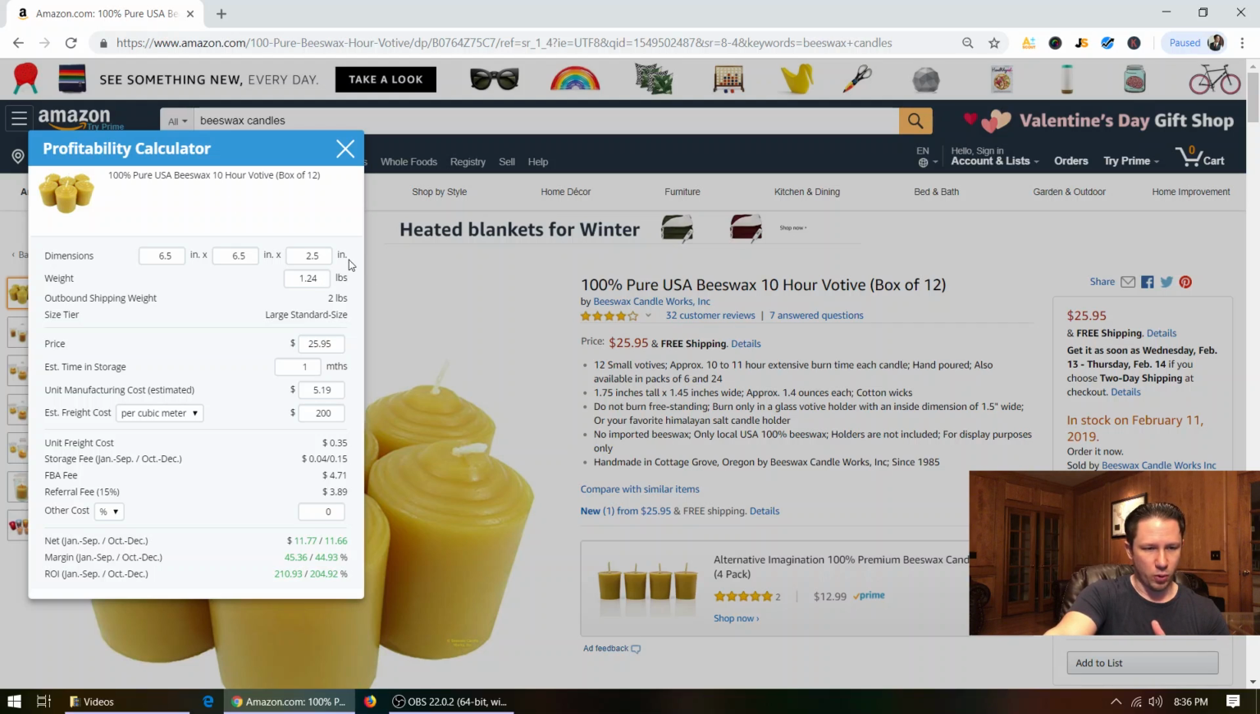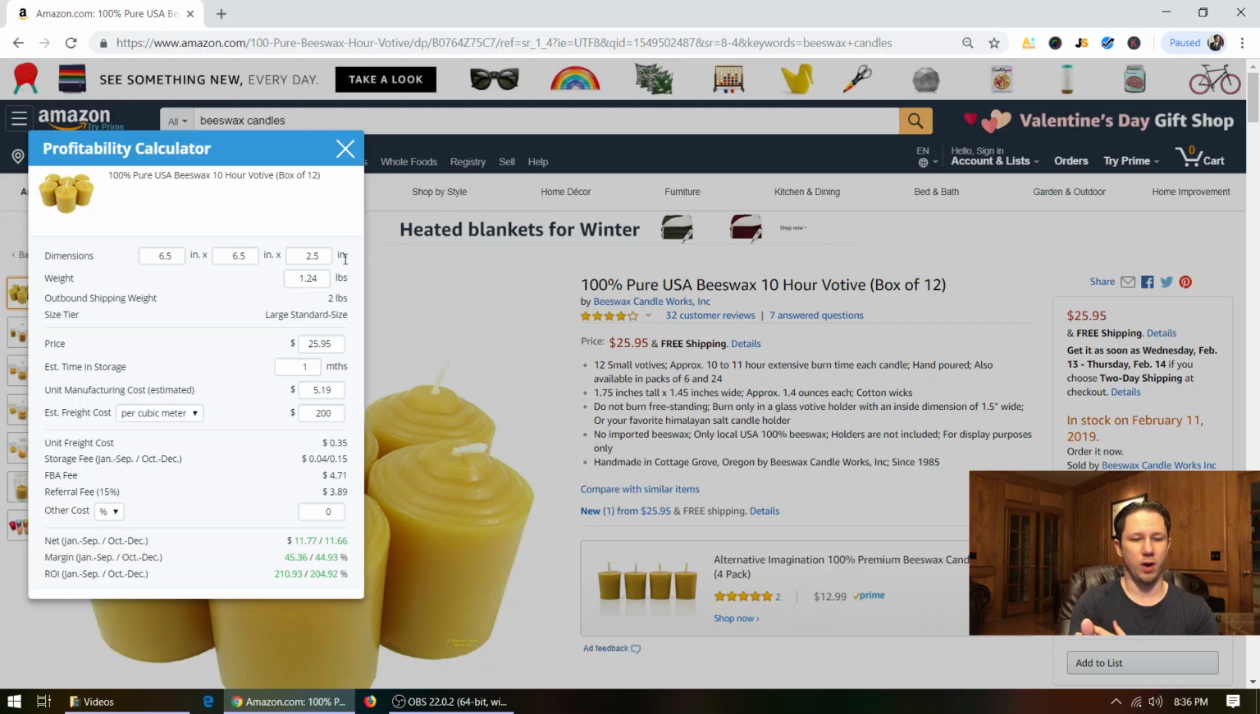It's a box of 12. This calculator is going to show you a whole bunch of information. We're going to start from the top to the bottom. So it's going to show the dimensions. How does it know this? It actually grabs this from the listing on Amazon. Amazon lists the dimensions of each product on the page, and this calculator will just grab this for you. So these are the actual dimensions of the box of the products.